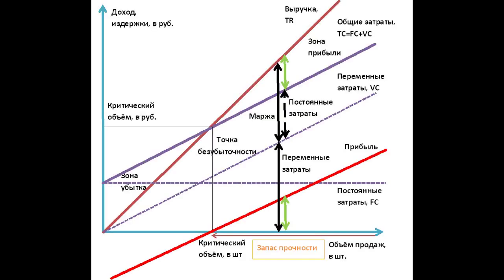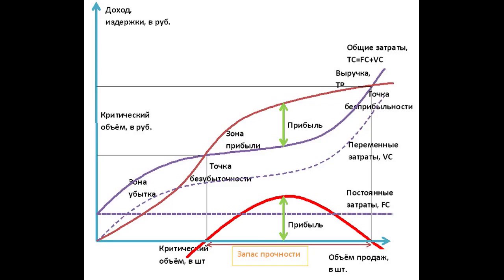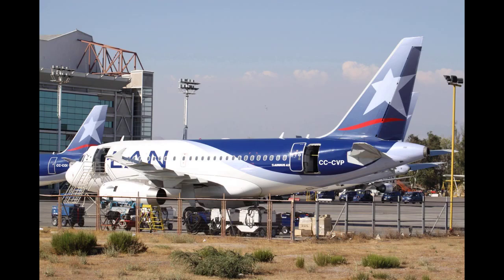So how does cost volume profit analysis work? At its core, it involves analyzing the relationship between three key variables: cost, volume, and profit. Cost refers to the expenses incurred by your business, such as labor, materials, and overhead. Volume refers to the quantity of goods or services you produce and sell. And profit, of course, is the difference between your revenue and your costs.